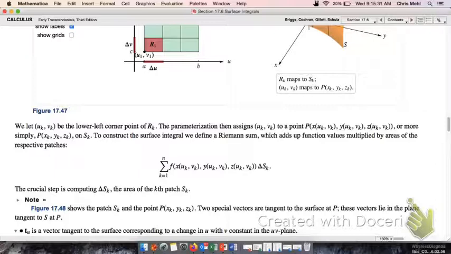And to construct the surface integral, you're going to define a Riemann sum. So what you're going to do is add up the function values. You have a function of 3 variables, and you would multiply that by the area of each of the respective patches.